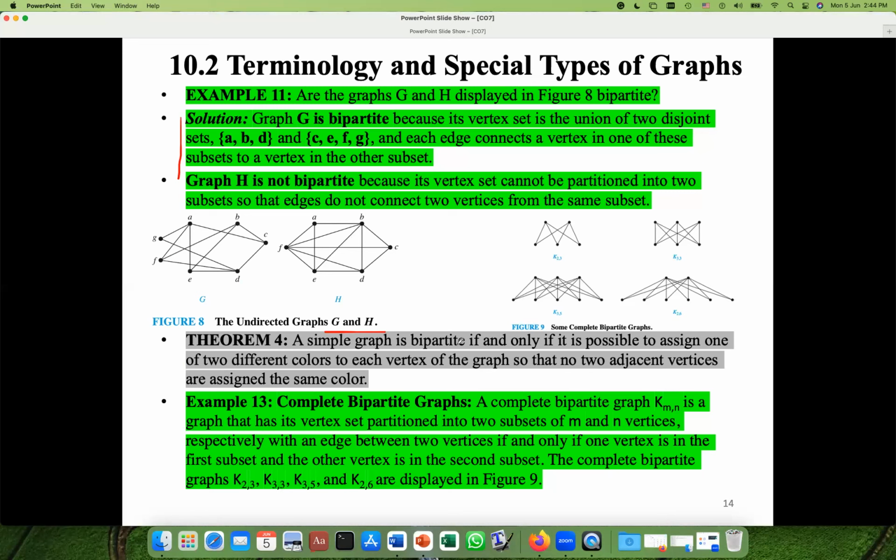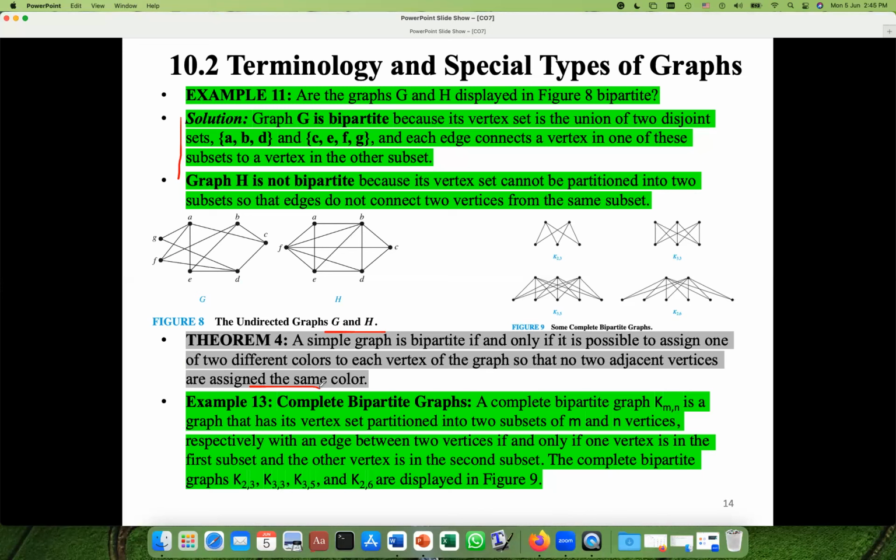A simple graph is bipartite if and only if it is possible to assign one of two different colors. You have two colors, and you have to assign one color to one set and the other color to the other set, two different colors, to each vertex of the graph. So you have to give colors to the vertices of the graph so that no two adjacent vertices are assigned the same color. That is the same thing. That is not a different thing.